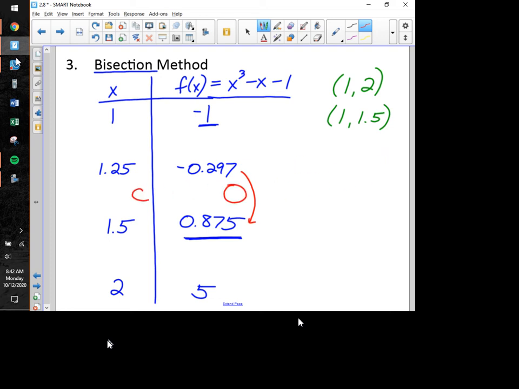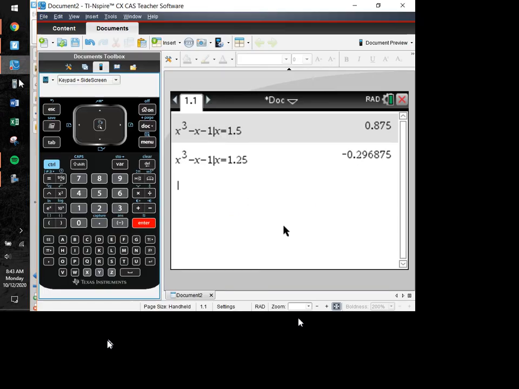So now I know that C has to be located in between 1.25. That's my new A value, and 1.5 is the B value. So now we've located C within an interval width of just 0.25, just a quarter. And just for fun, guys, we're going to do this one more time. In between 1.25 and 1.5 is 1.375, which is 1 3/8. So let's do all this again.